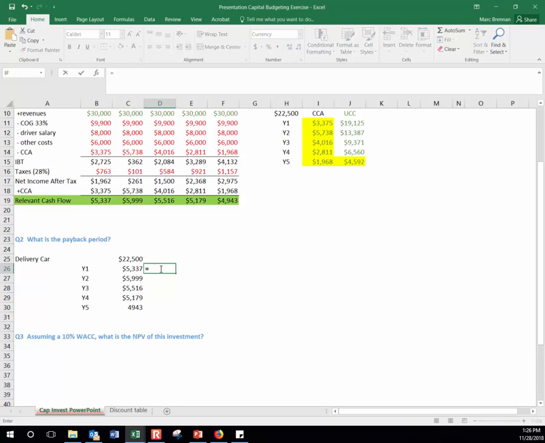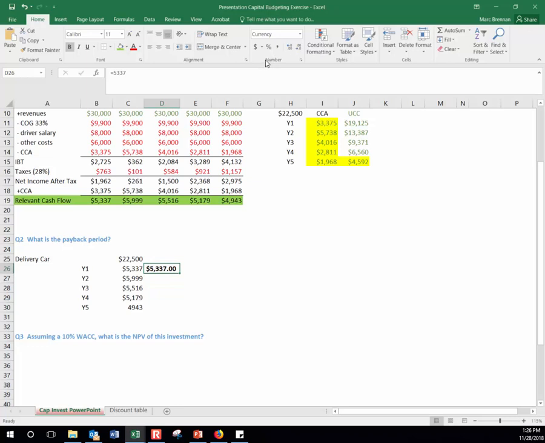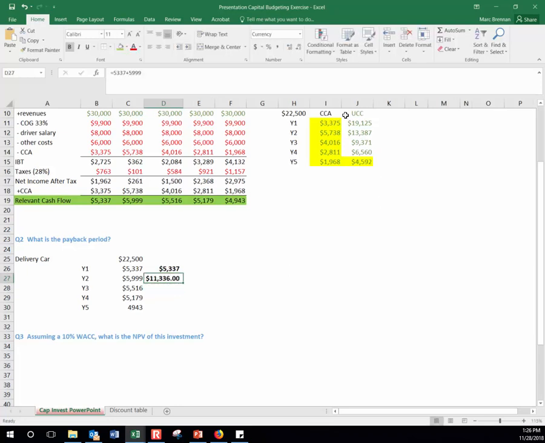I can just go, okay, after 1 year, I've only made $5,337. And then the next year, when I combine the two, $5,337 plus my $5,999, this is my new running total. Then my running total of $11,336, that's how much I've made after 2 years, plus how much I'm supposed to make in relevant cash flow from this investment in year 3. I've now made $16,852. I'm not quite at $22,500 yet, am I?